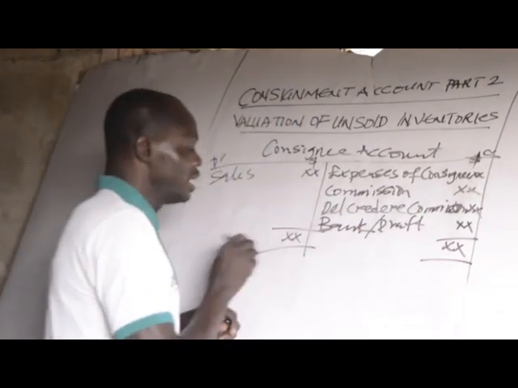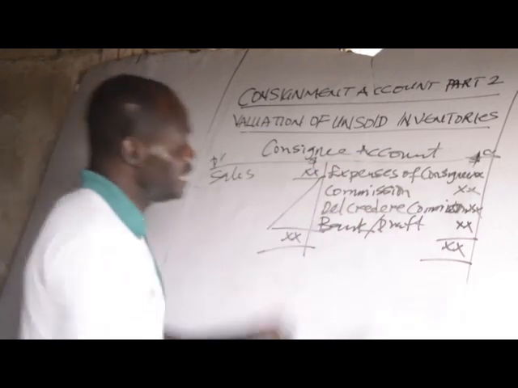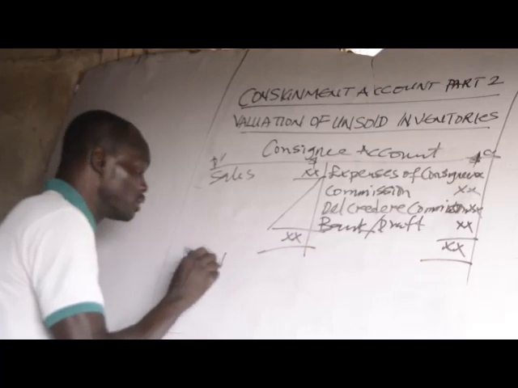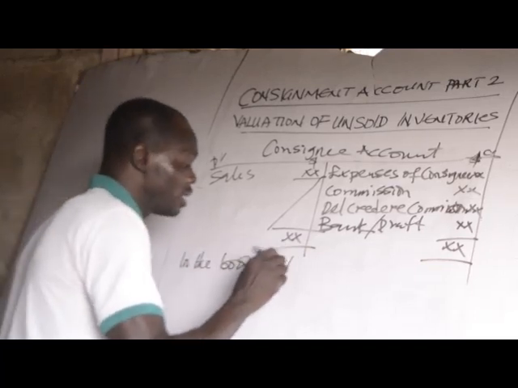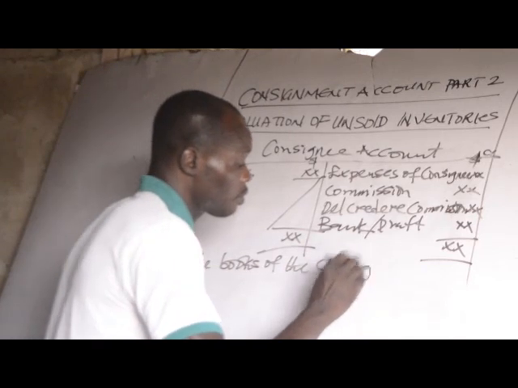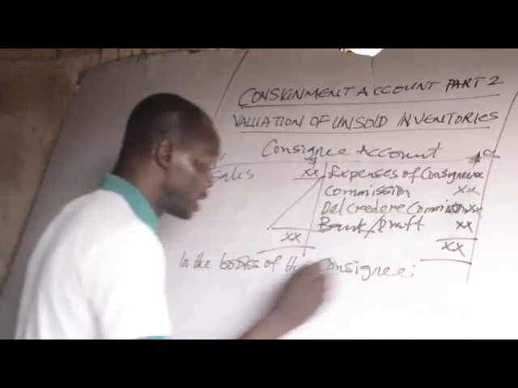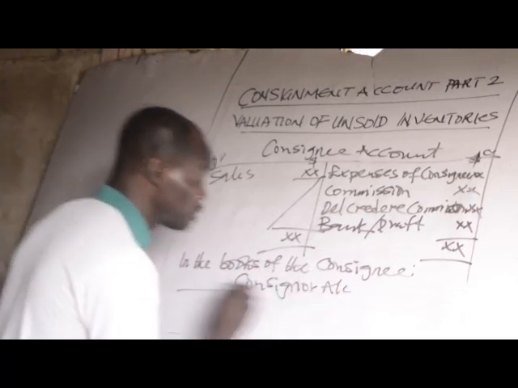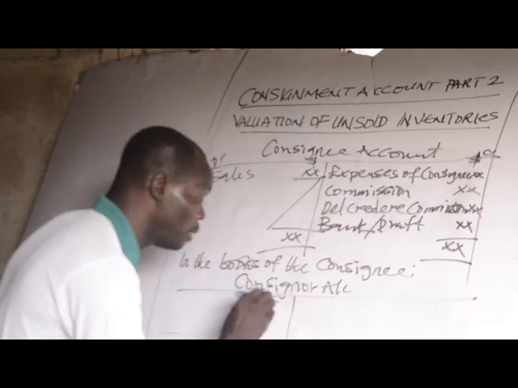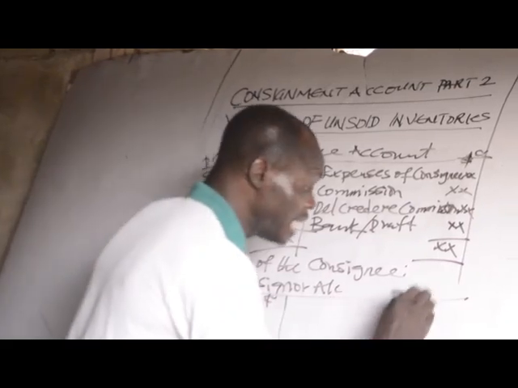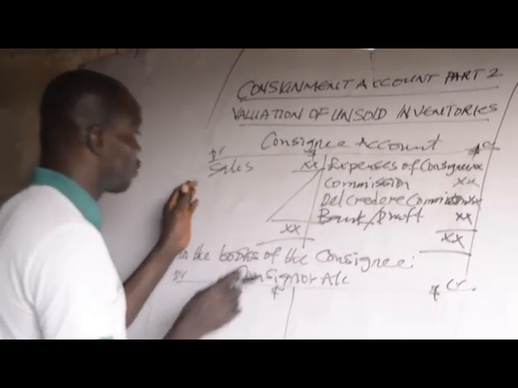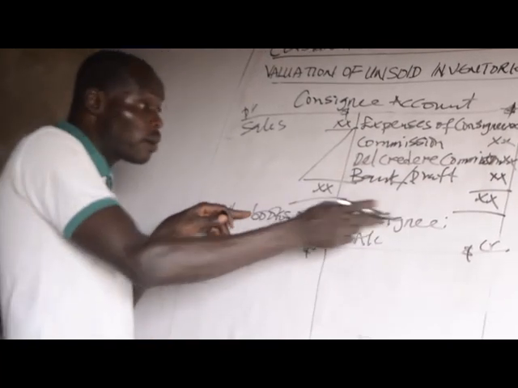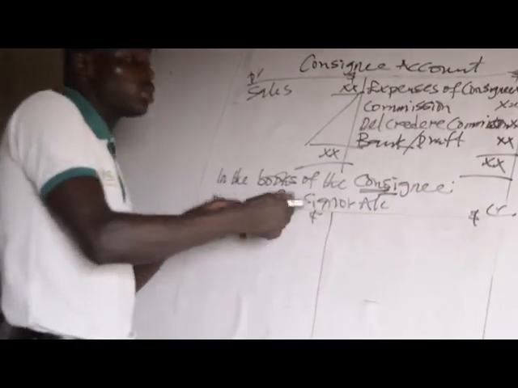So this is the consignee account. But in the books of the consignee, you will need to open the consignor account, that is, the principal account. I told you the relationship between the consignor and the consignee is a form of debtors and creditors relationship. What you have debited here will be credited in the consignor's account, because it is in the books of the agent, that is the consignee, that the consignor's account will be opened.